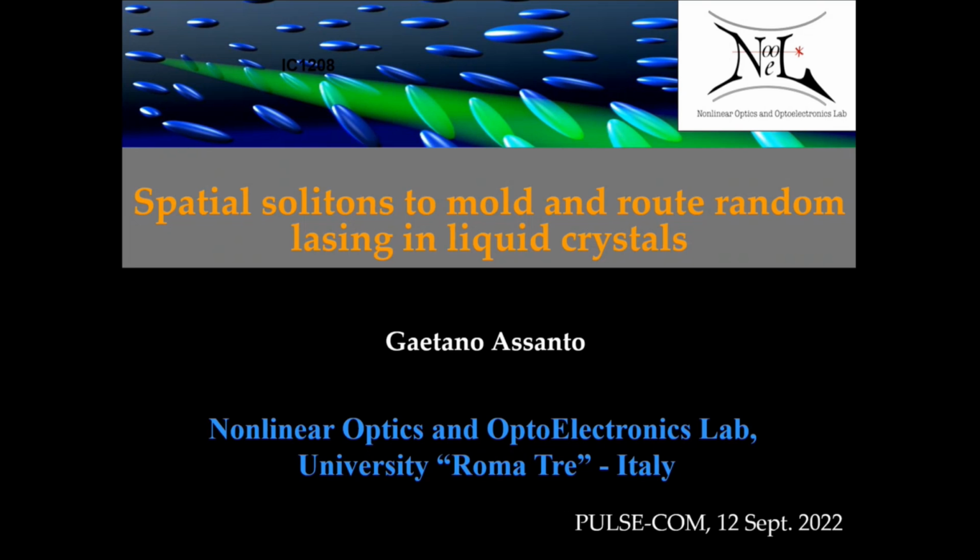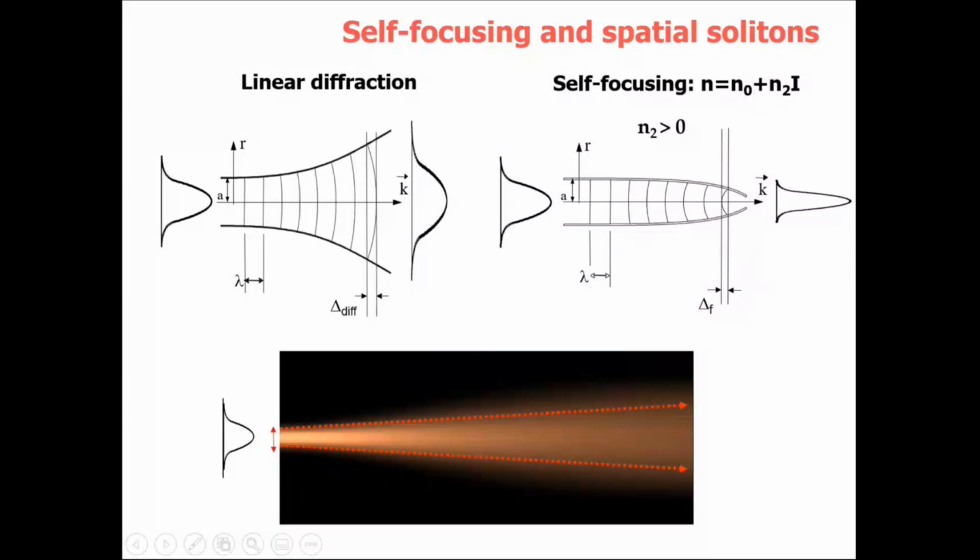And the idea is to use a passive nonlinear response to make a waveguide, control the light guided in such a waveguide, and with this in mind, also control random lasing in doped liquid crystals. So combine passive and active nonlinear optics into some nematic-based photonics. So basically, let me remind you what I mean by a spatial soliton.